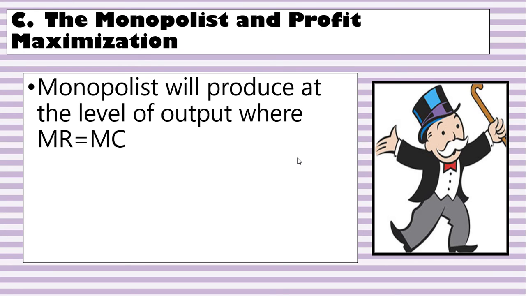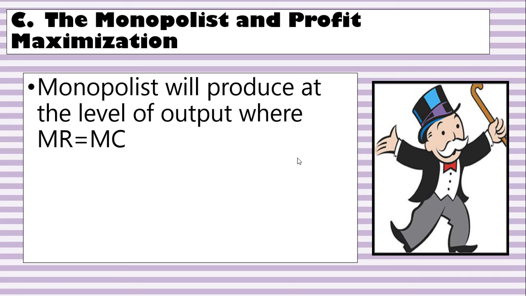Okay, however, for a monopoly, remember that marginal revenue is not the same thing as price. So MR equals MC tells us, for a monopoly, the level of output. That just tells us the level of output. That doesn't tell us the price that they're going to charge.